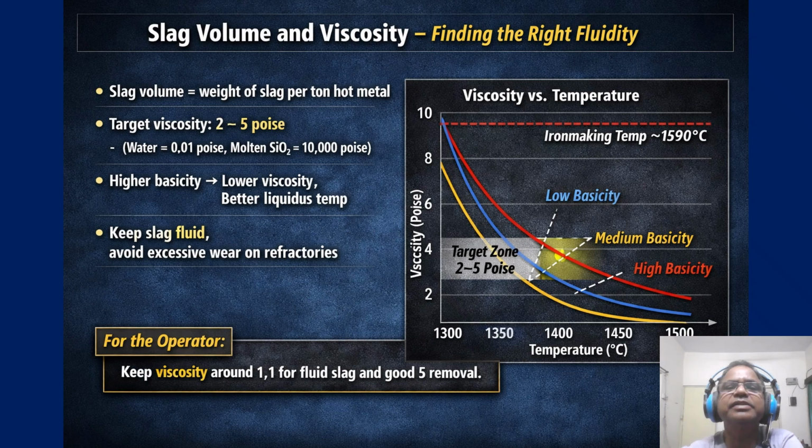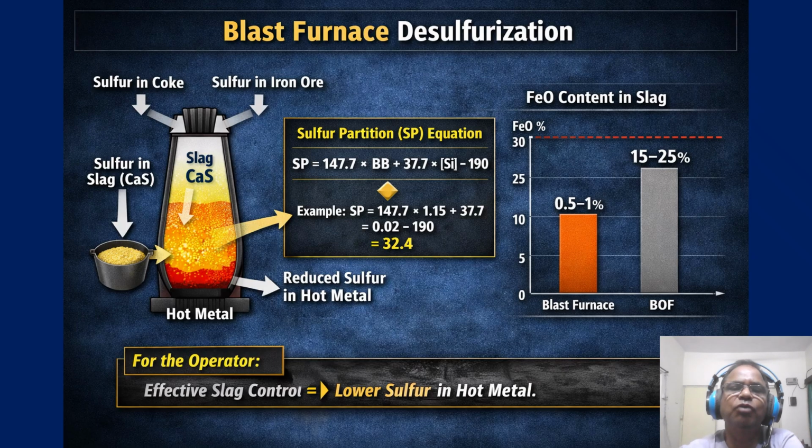Now the question arises: why desulfurization in blast furnaces, and how does it happen? One of the most important jobs of slag is removing sulfur. The blast furnace is actually a very good desulfurizer, much better than BOF. Because BF slag has very low iron oxide, only 0.5 to 1%. BOF slag has 15 to 25% iron oxide, and iron oxide blocks desulfurization.